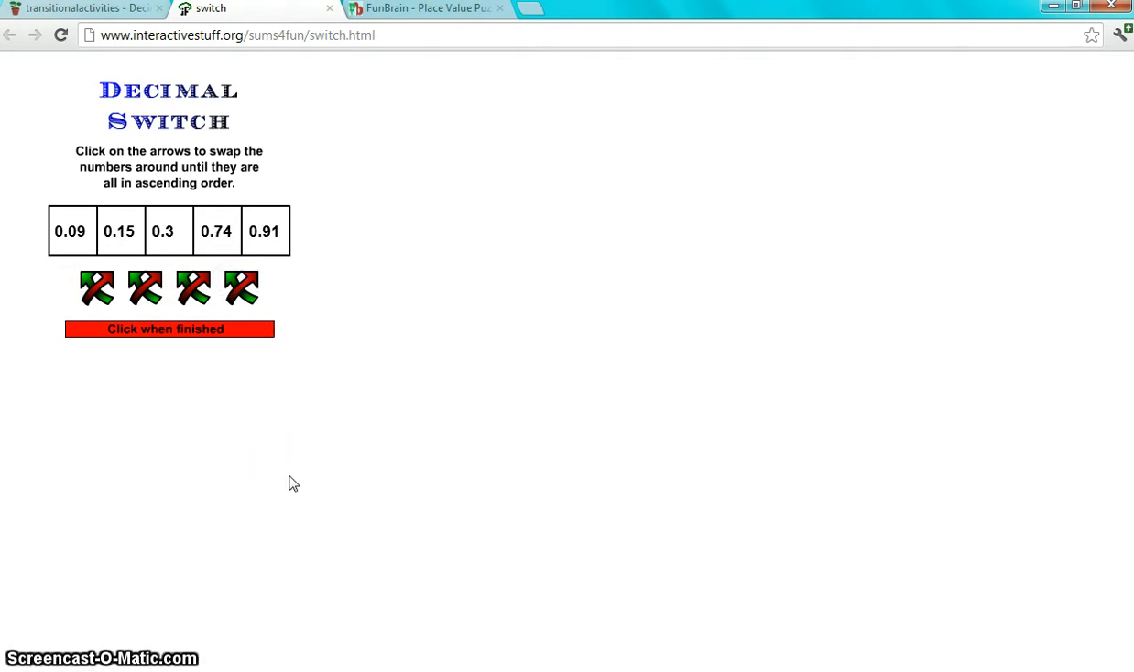Does anyone know why this is right? It is right because I am supposed to put the decimals in ascending order, least to greatest. This one is least because you can immediately tell that the tens place is a zero, and zero is the smallest tens place, and none of the other ones have a zero. So it's gotta go right there.